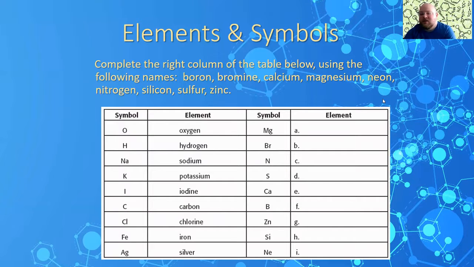Here, if we were to look through this, we can see oxygen is O, hydrogen is H, sodium is Na, potassium is K, iodine is I, carbon is C, chlorine is Cl, iron is Fe, silver is Ag. Over here on the right, here's some questions. You could push pause right now and see if you can figure them out, and we'll get back together in a second. So go ahead and push pause and try to figure those out.